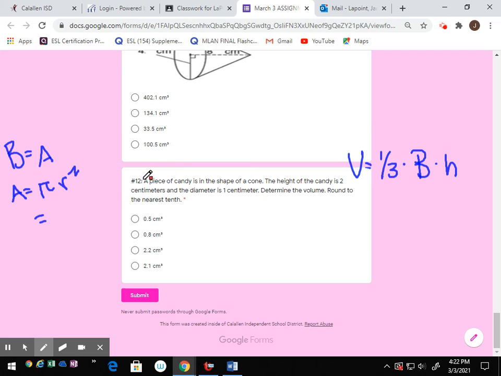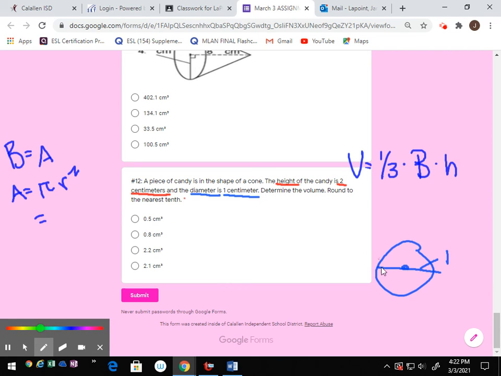All right. So question number 12 says a piece of candy in the shape of a cone. Okay. The height of the candy is 2 centimeters. And the diameter is 1 centimeter. Determine the volume, round to the nearest tenth. So when we talk about diameter, we're talking about from side to side, okay? So the whole diameter is 1. We only need half of it. So half of the diameter would be 0.5, okay? So our radius is equal to 0.5.